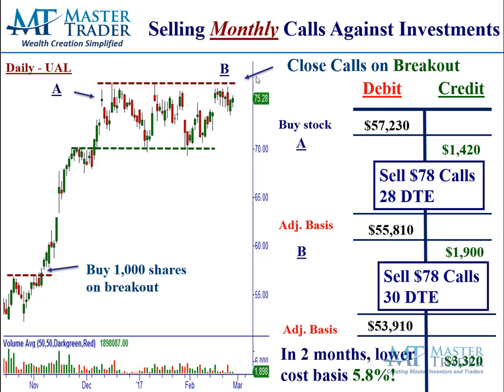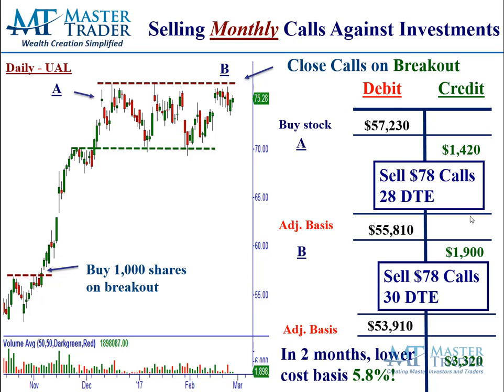And we're going to give them that right for only 28 days. Not a whole year, like if you were Liberty Mutual selling me house or car insurance. I'm only giving you the right to take my United out of my account at $78 a share for 28 days, a month. And that's because of option pricing and what's called time decay. We sell short-term options, always less than 45 days, and this is our strategy of bringing in monthly income and lowering your cost basis on long-term investments.